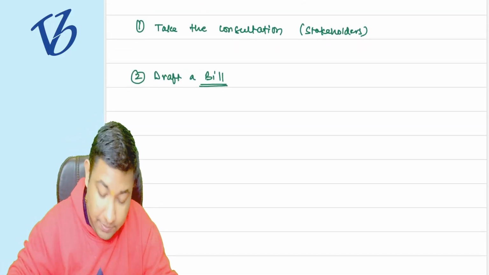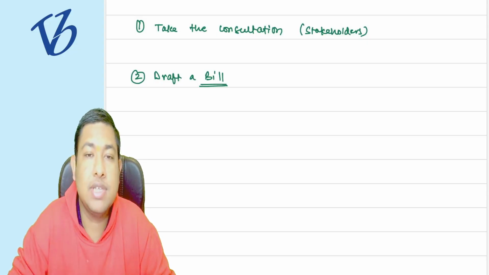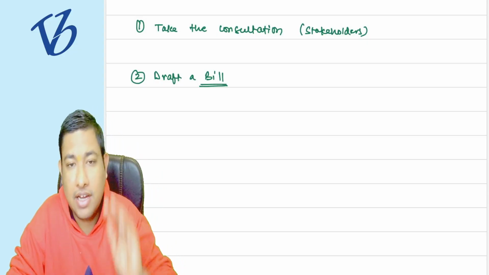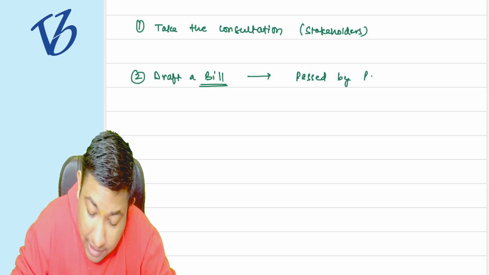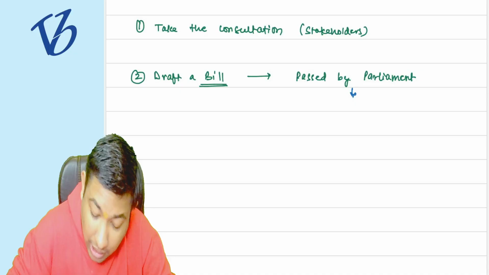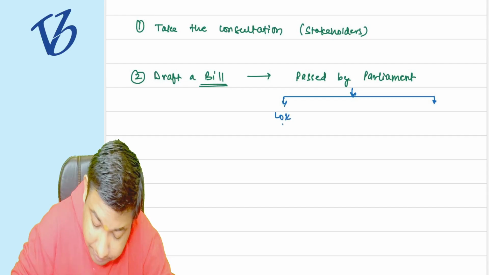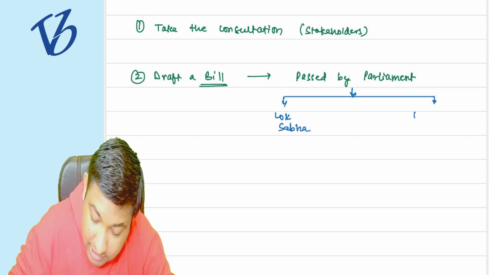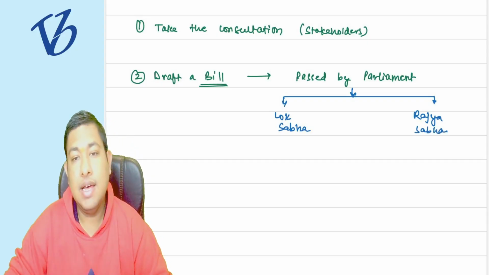If it is a bill, then there is a process. If you want to impose any other law or act on the citizens of India, it must be passed by whom? Parliament. It must be passed by Parliament. And there are two houses of Parliament in India. There is the Lok Sabha, and the other one is what? Rajya Sabha. Lok Sabha and the Rajya Sabha.